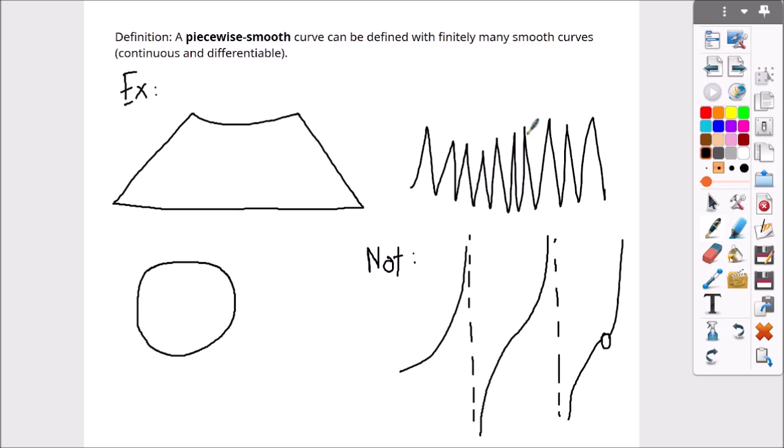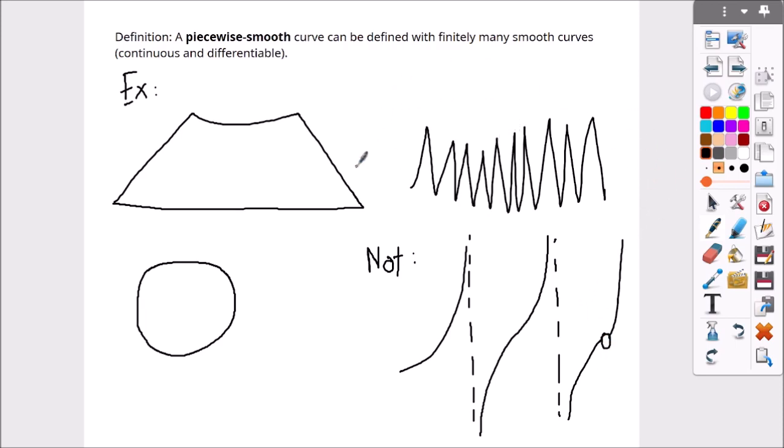What wouldn't be a piecewise smooth curve? This wouldn't be a piecewise smooth curve, with asymptotes. That's strange. That's not continuous. I mean, you could say that it's continuous, but it's not because it goes all the way to infinity, and that's just foul. And if it has holes, that's not piecewise smooth. Actually, if it has holes, it might still be piecewise smooth. Depends on how you define it.